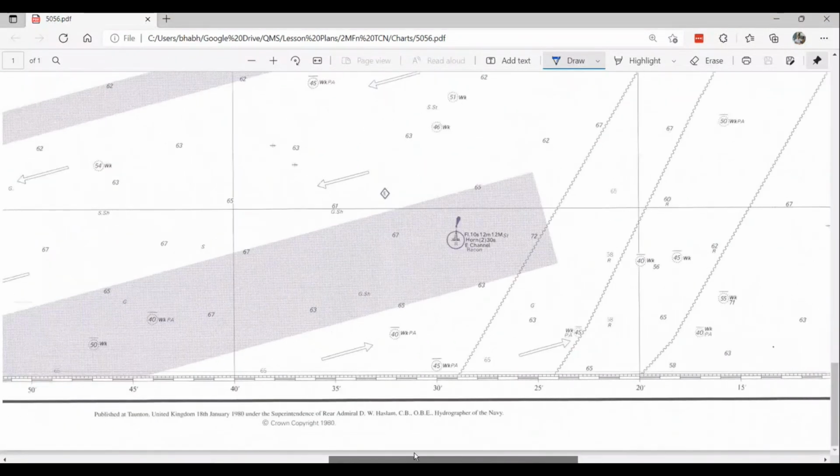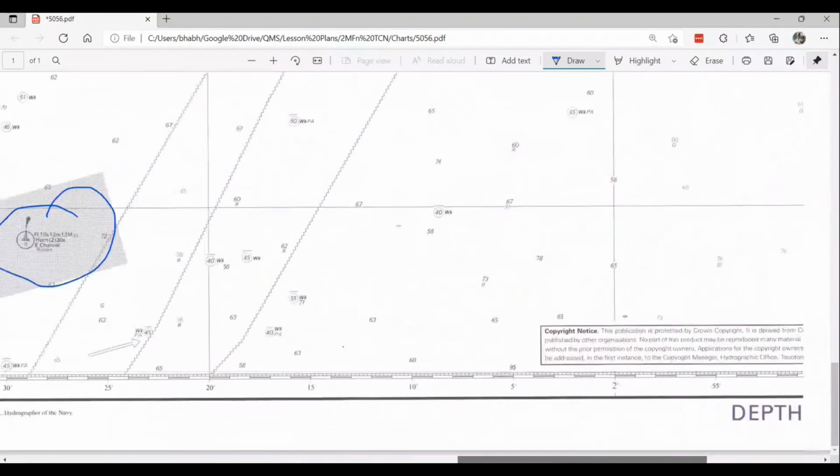So let's first identify the landmarks. Now the question says that at 0900 hours, the vessel is steering 300 at a speed of 12 knots. East Channel Recon Buoy bore 180, 5 nautical miles. This is the East Channel Recon Buoy, beta.